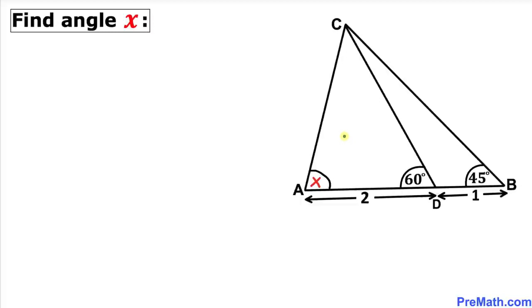Welcome to Pre-Math. In this video, we have got a triangle ABC, as you can see in this diagram, such that this line segment AB is divided into two segments in a ratio of 1 to 2. And moreover, this angle B is 45 degrees and this angle D is 60 degrees. And now we are going to calculate this angle X.